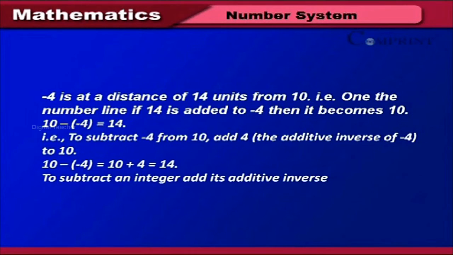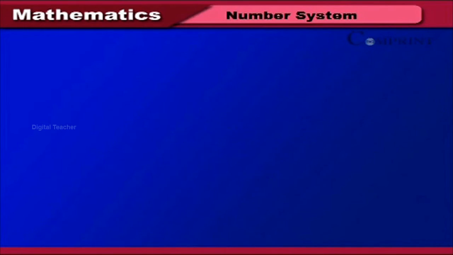That is, to subtract minus 4 from 10, add 4, the additive inverse of minus 4, to 10. 10 minus minus 4 is equal to 10 plus 4, which is equal to 14. To subtract an integer, add its additive inverse.